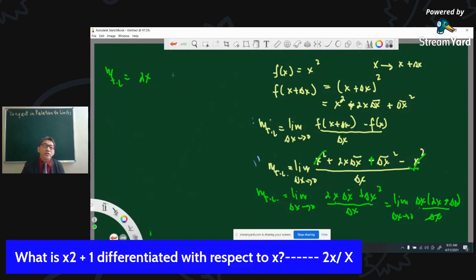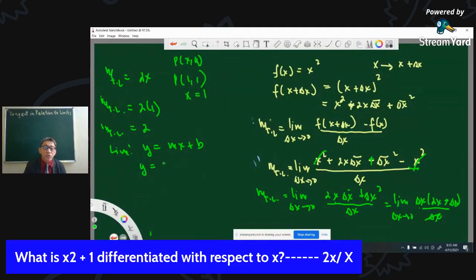Since the given point is 1 and 1, that is x and y, so x is equal to 1. Therefore this is equal to 2 times 1, so the slope of the tangent line is equal to 2. Now, if you want the equation of a linear function, you need y equal to mx plus b and a point, 1 and 1. You have the slope, so y is equal to 2x plus b. Since it is 1 and 1, 1 equals 2 times 1 plus b, so b is equal to negative 1.